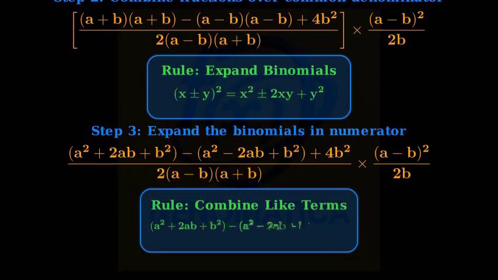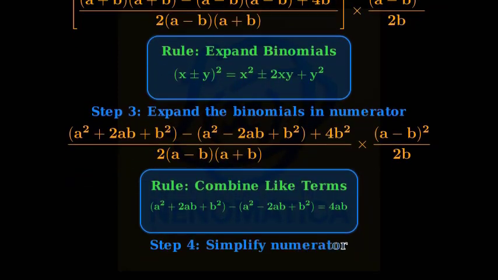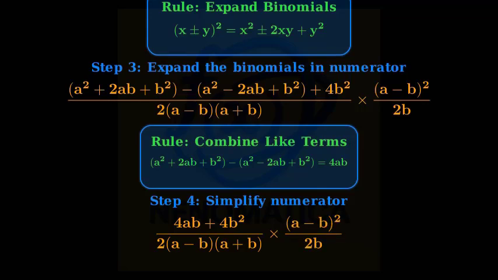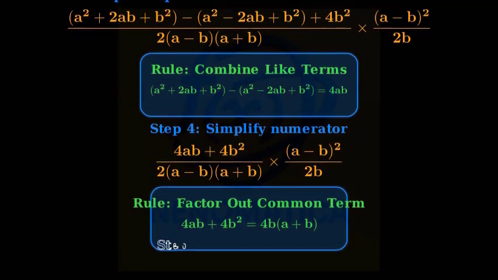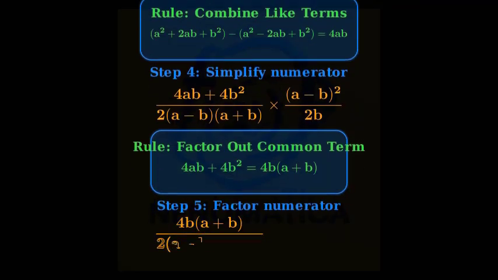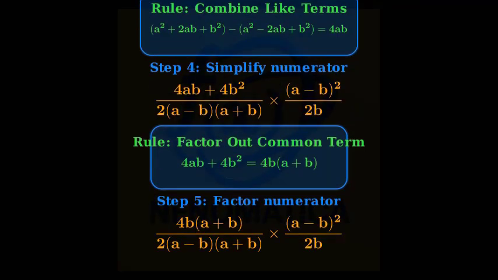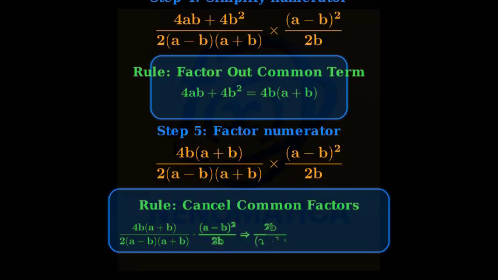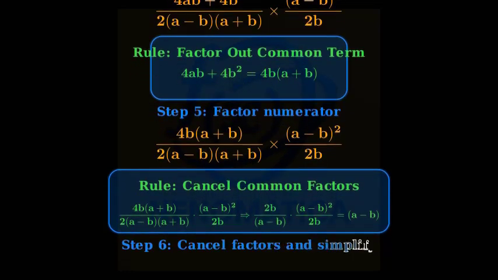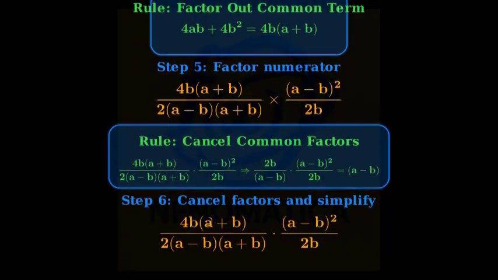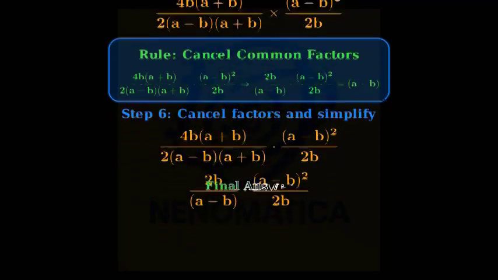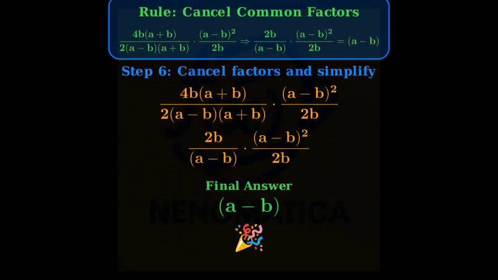Step 4. Combine like terms in the numerator. The difference of the two trinomials yields 4ab, and including plus 4b squared gives 4ab plus 4b squared. Step 5. Factor out the common term 4b from the numerator to get 4b times a plus b. Step 6. Cancel the common factors. The factor a plus b cancels. 4b over 2 simplifies to 2b. Then 2b over 2b cancels with the second fraction, leaving exactly a minus b as the final simplified result.